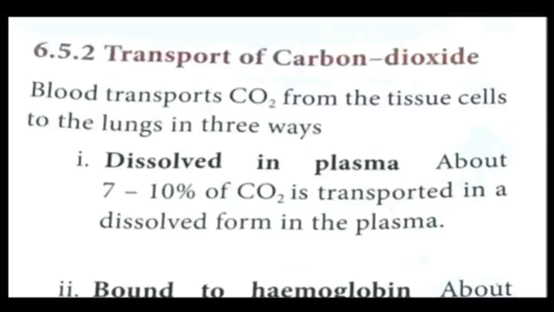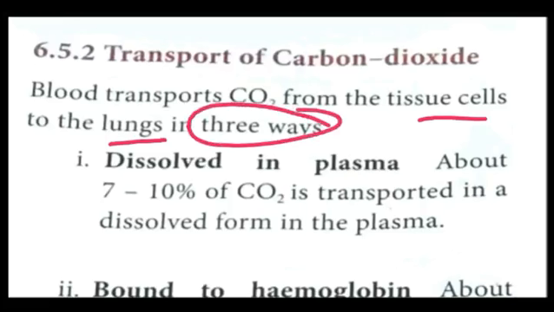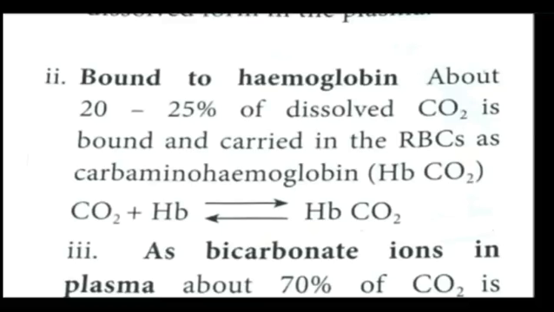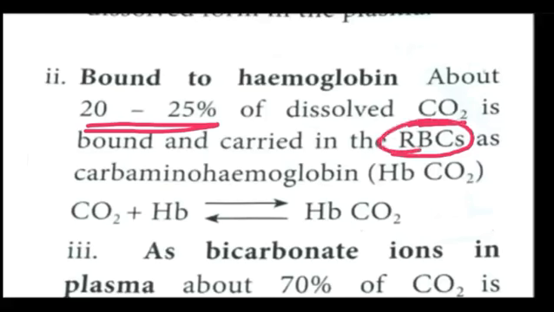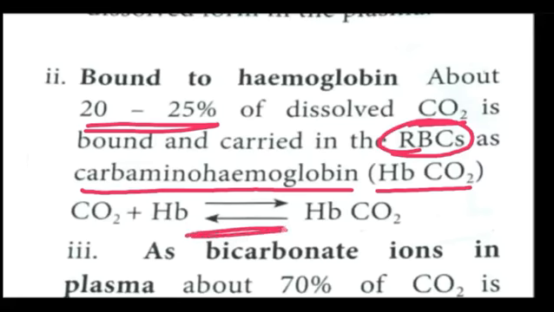Next we are going to see about transport of carbon dioxide. The blood transports carbon dioxide from the tissue cells to the lungs in three ways. The first one is in the dissolved form through plasma. About 7 to 10% of carbon dioxide is transported in a dissolved form in the plasma. Then bound to hemoglobin, about 20 to 25% of carbon dioxide is bound and carried in RBCs as carbaminohemoglobin, HbCO2. This is also a reversible reaction.